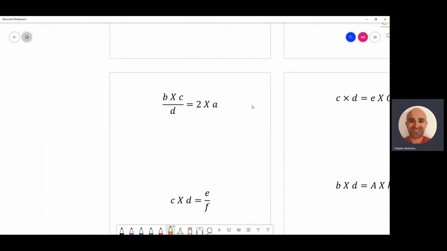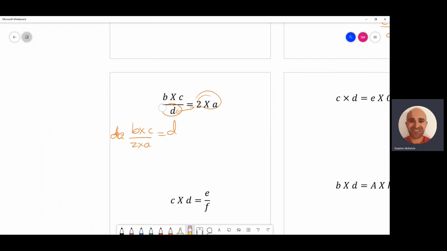B times C over D equals 2 times A. Right, we'll do a simple one first. I want to find out what D is equal to. All I do is swap D with everything that's on the other side. So that leaves me with D is equal to, actually I'll do it this way, B times C over 2 times A is equal to D. Because I've swapped everything up here, everything down there.